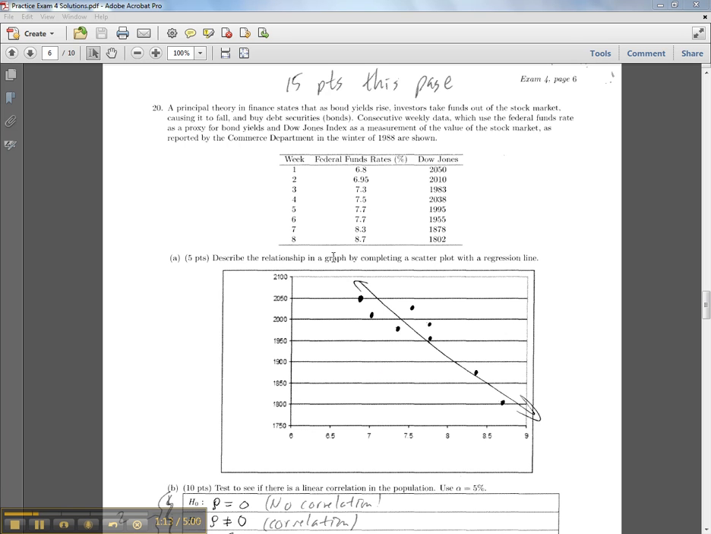So letter A, it says to draw the graph, and that doesn't take any part of explanation from me. I think for the most part, all of you could put the scatter plot on the graph and sketch it out. When you draw the line, though, it doesn't have to be perfect. Just draw a line that best fits all of the points. So 6.8 and 2050 right here. See that? 6.95 and 2010. Anyway, that's letter A.